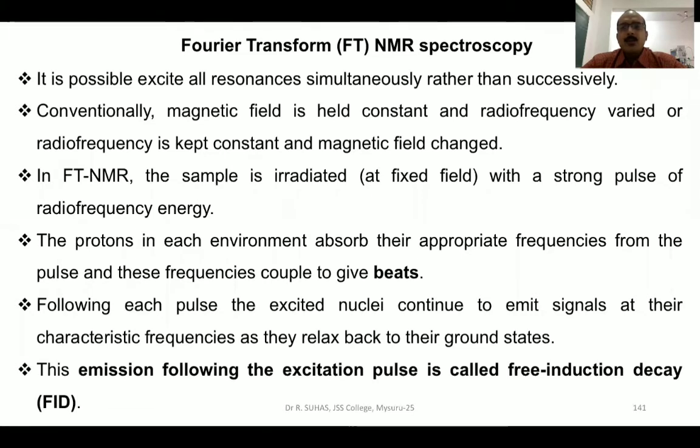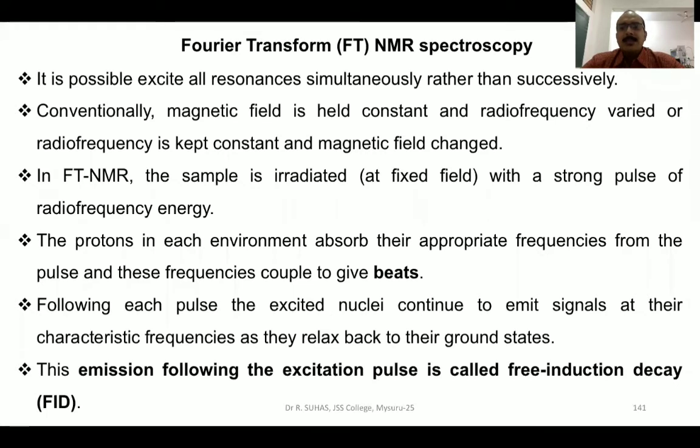In NMR, you will have a sample. That is, the sample is put in the NMR tube, and you will place that sample tube in between the magnets, and you will supply the radio frequency energy. So in normal NMR, what we do is either we keep the radio frequency energy constant and we vary the magnetic field, or you keep the magnetic field constant and you vary the radio frequency energy.